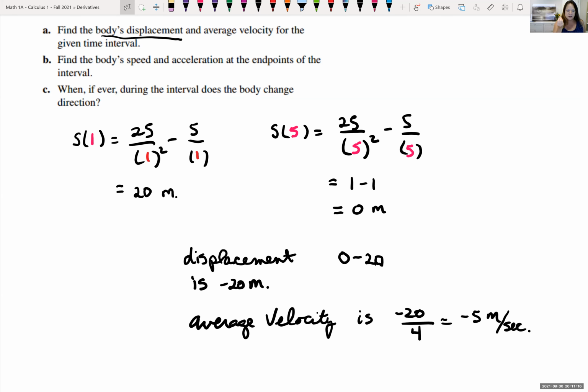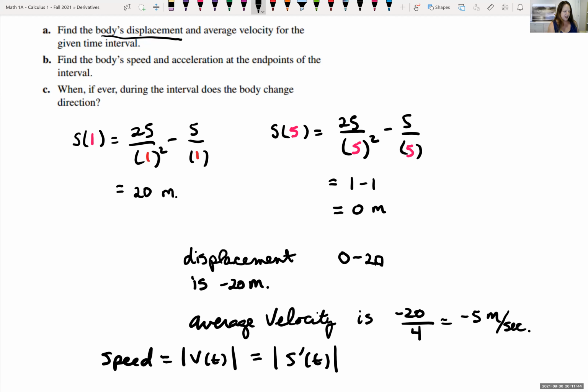So recall, to find the speed, it is equal to the absolute value of our velocity function. So recall, to get velocity, we would just take the derivative of our position function, and we would take the absolute value to get the speed.